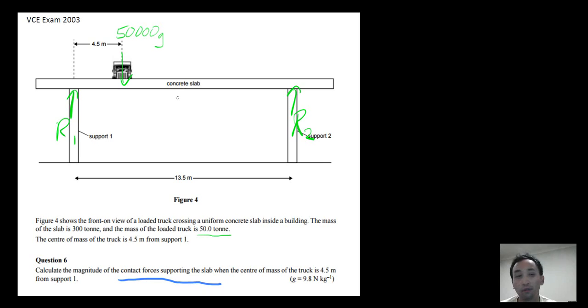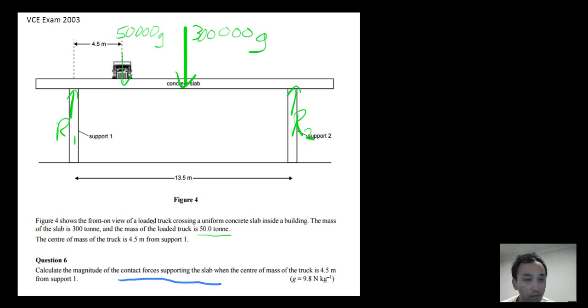for the acceleration of gravity. We also have the mass of the slab, and this one over here is a greater magnitude. And this one over here is 300 tons, so 300,000 kilograms multiplied by g, and that is its weight force. And where is this acting? It's going to be acting on the center of mass.